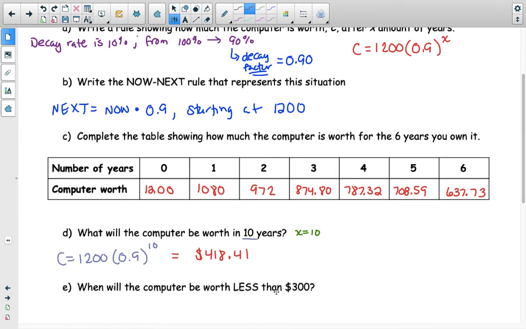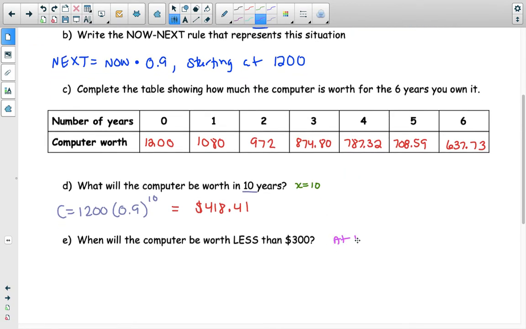So when will the computer be less than $300? This is when I could actually continue with my table to see what happens. So looking at the table, I would keep multiplying by 9/10, and I know that at 10 years, it's still above 300. So I know it's going to be after 10 years. So if I continue with my table, we'll see that at 13 years, it is worth roughly $305.02.